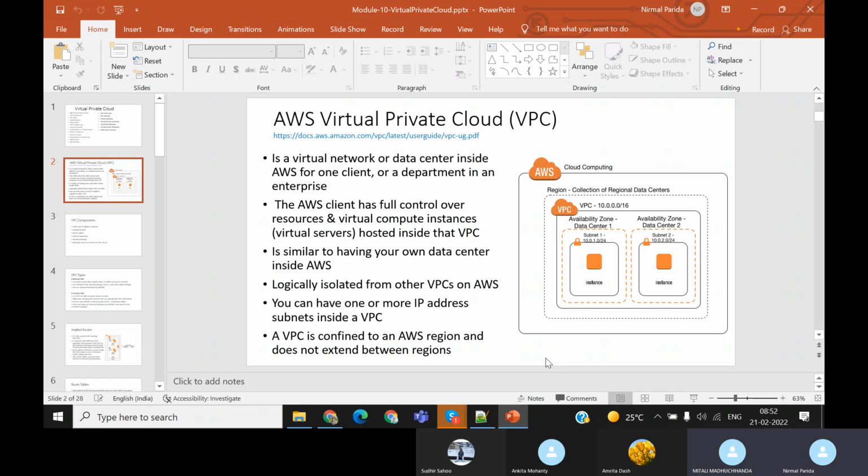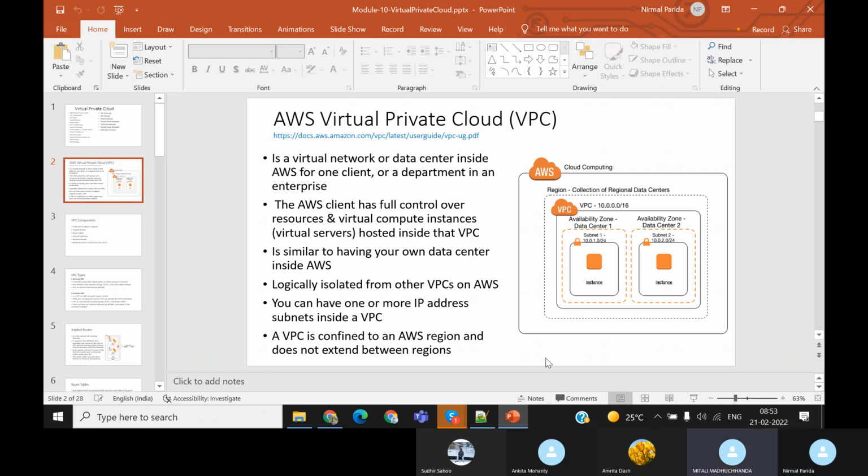Okay. And what do you mean? A similar concept exists in Azure, and a similar concept in other cloud service providers. The VPC concept is there in all the cloud providers.